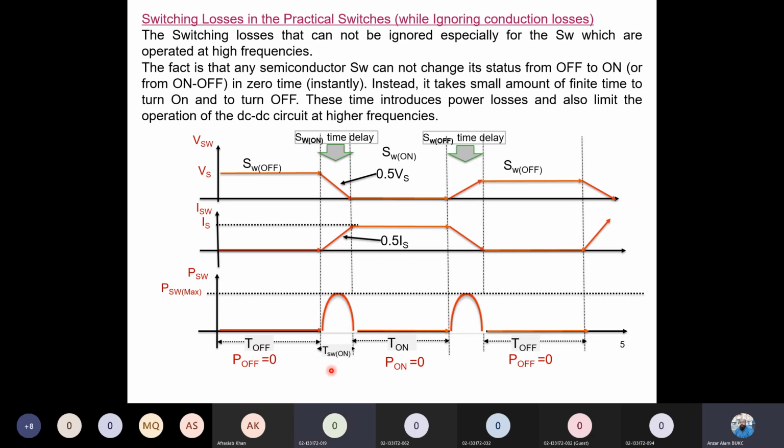Sir, spikes नहीं बनेंगे, accurate spikes नहीं बनेंगे. ये इस तरह की वेवफॉर्म बनेगा, ठीक है. यस सर, थैंक यू.